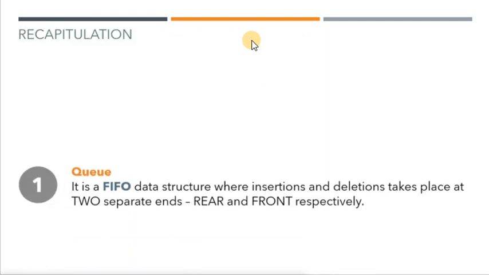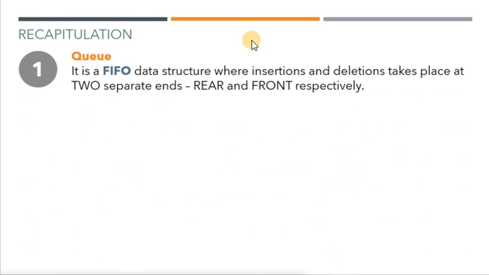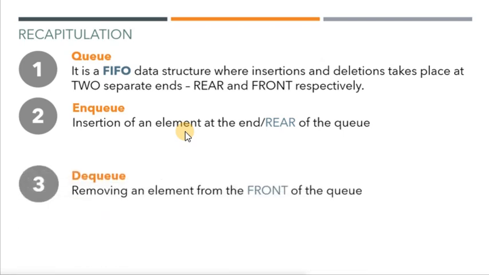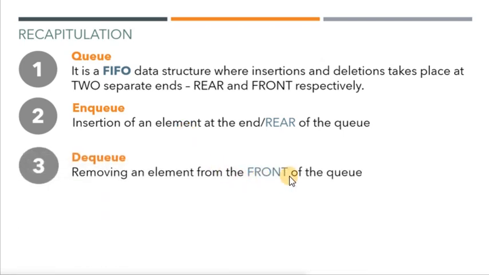All the definitions are, yes, very important. The first one is a queue. Queue is a FIFO data structure where insertions and deletions take place at two separate ends. Cool. And what are the separate ends? Rear and front respectively. Okay, adding an element in the rear end of the queue is enqueuing, whereas deleting an element from the front of the queue is dequeuing.